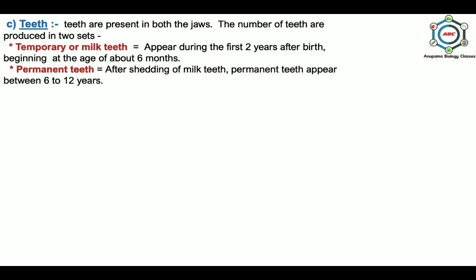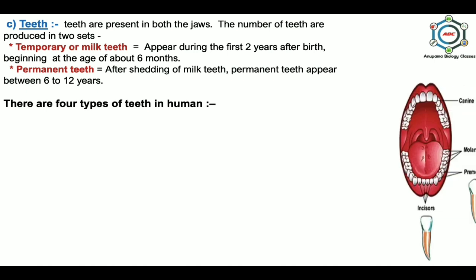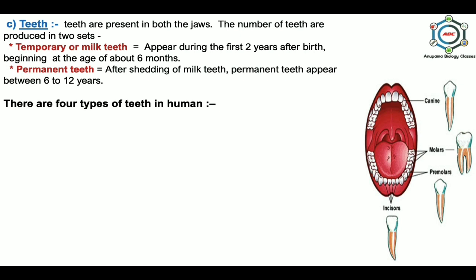So, human beings are diphyodont because teeth appear in two sets. Some organisms have a single set of teeth, like the whale, which is known as monophyodont. In case of the human, four types of teeth are present. Now you can see the picture here: the incisors, canines, molars and premolars.